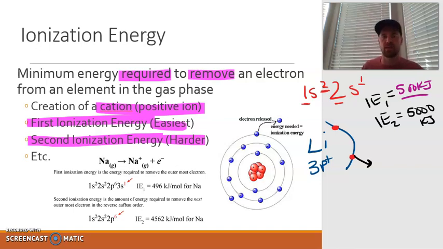Because notice where the second electron is. It's now in the energy level closer to the nucleus. Before, our first electron was out here, further away from the nucleus. It was easier to pull that away. But once I get closer to the nucleus, it now is being held tighter. Not only that, but the 3 protons were originally pulling on 3 electrons. But now, the 3 protons are pulling on 2 electrons.